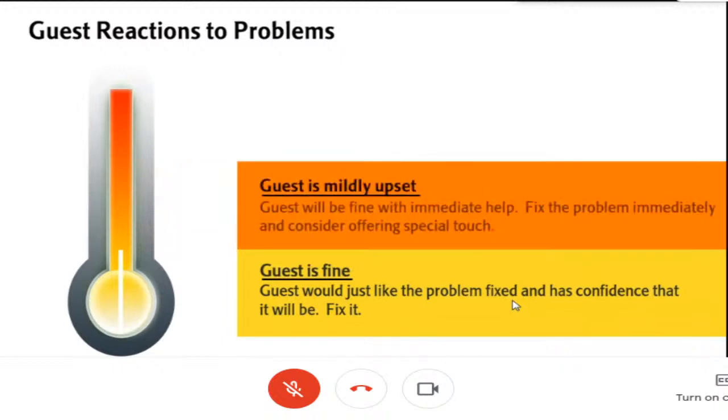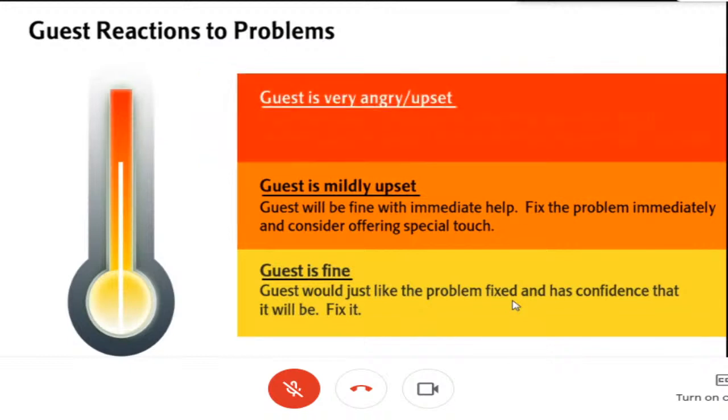Second comes: the guest is mildly upset. The guest will be fine with immediate help, so fix the problem immediately and consider offering a special touch. So that's the guest having a mild upset. For example, if the food is a little salty, it can be fixed, so fix it. And the first one, which is yellow, the guest is fine, meaning the guest is just giving a comment, but still it's a complaint, something which is troublesome for him.